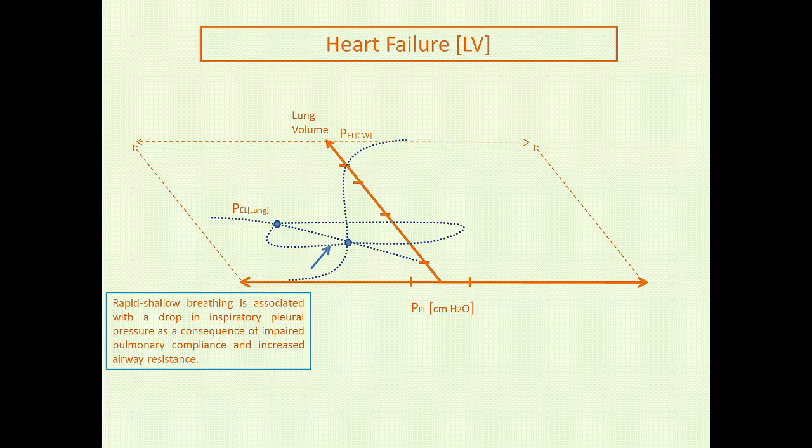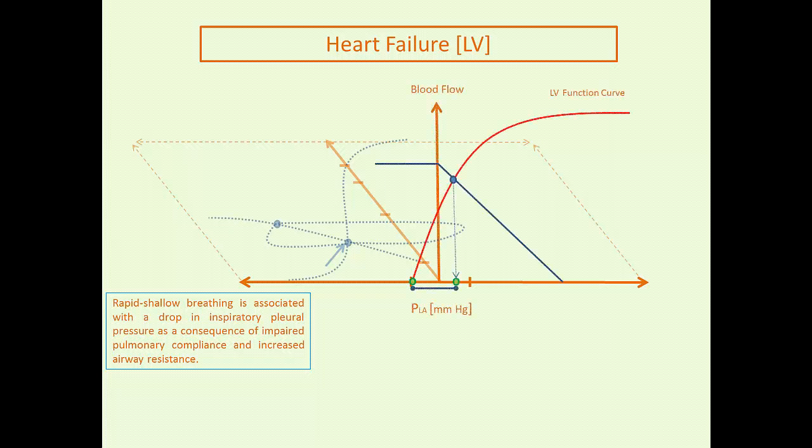So here we go. Inspiration, low intrathoracic pressure. Expiration, high intrathoracic pressure. Back to functional residual capacity. So let's go over the same thought experiment, but with the superimposition of, again, blood flow on the y-axis. But now we have left atrial pressure in millimeters of mercury on the x-axis. This is pulmonary venous return. This is your left ventricular cardiac function curve.